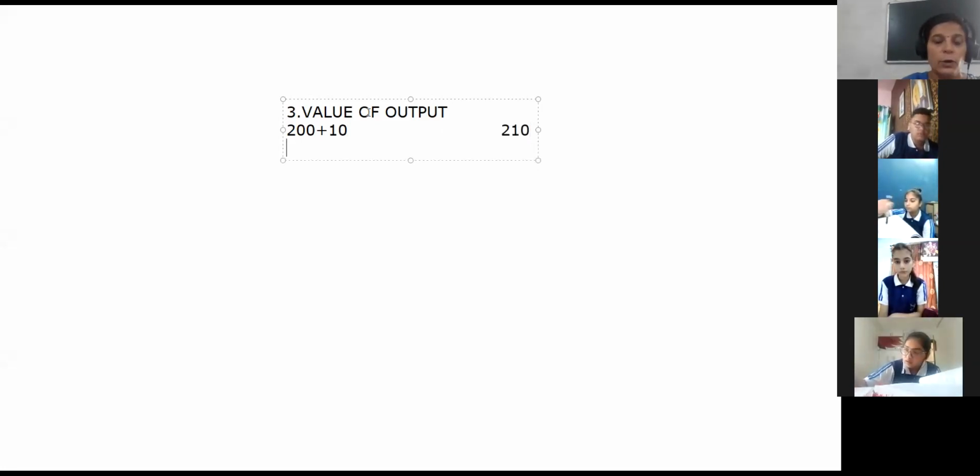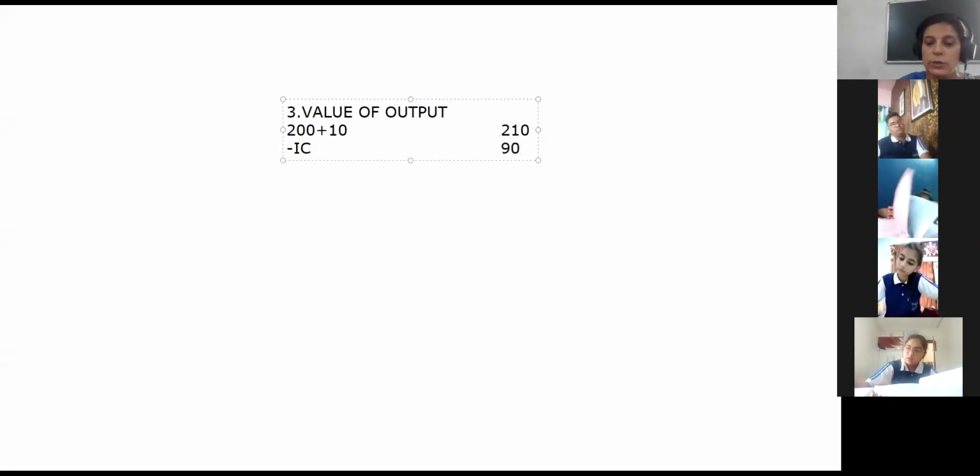Okay, now what we have to do now. From this we have to subtract intermediate consumption, writing in the short form IC. So intermediate consumption given over here is 90. Okay, so subtracting 90 from 210, what will we get? कितना आएगा बेटा?